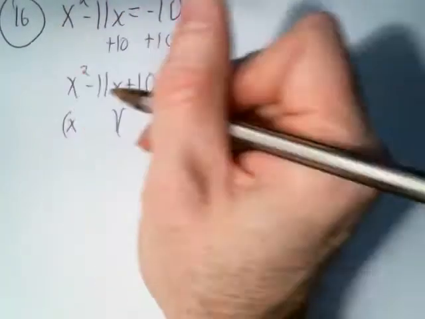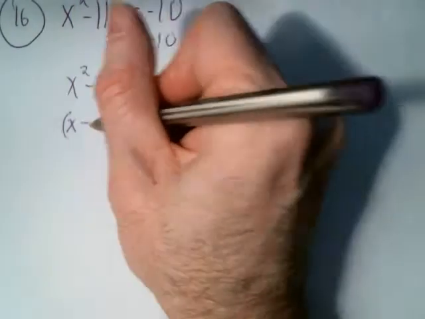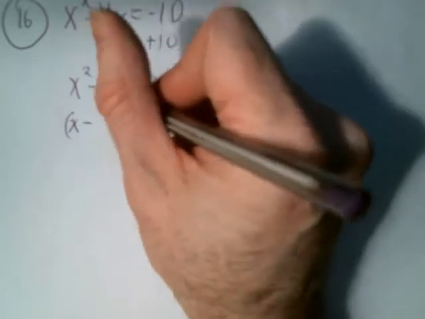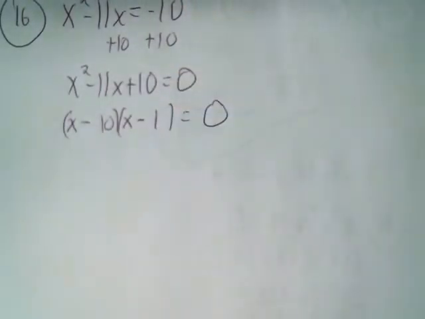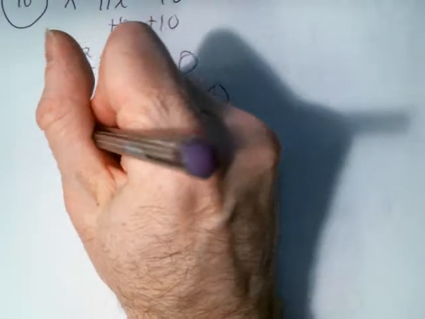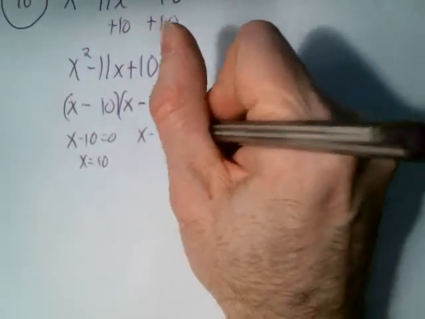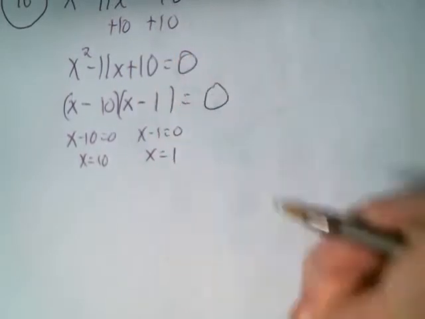So I got x and x. It has to be minus minus. You're thinking 5, 2, 10, 1. It must be 10 and 1 to get that 11. And then set the parts equal to 0. And that's it.